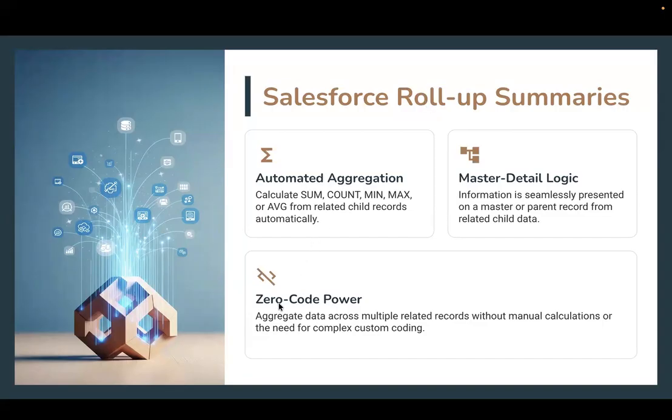Then, zero code power, that means we are not going to write any code here. We are just selecting minimum, maximum, or the available options there are, and out of them we select one, and then the magic happens in the backend. We are not writing any code or logic to see the count, minimum, maximum, or sum of the child fields' detail on the parent.